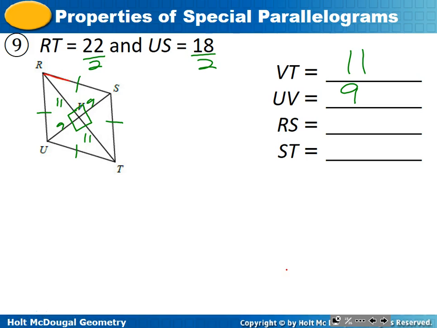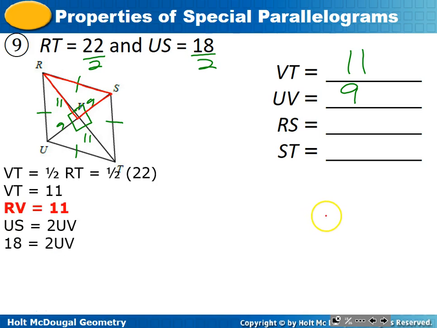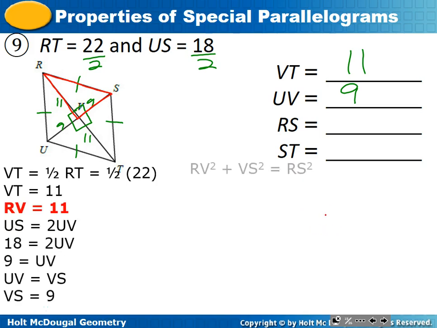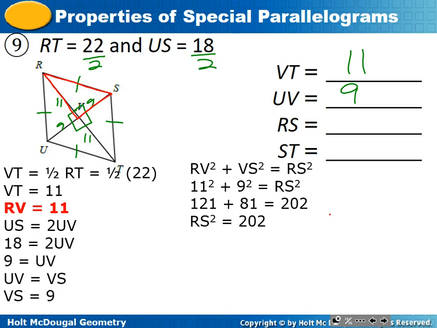When we look at RS, it's this side out here. So here again, we have a right triangle. Hopefully all of y'all see that. So this time we're going to do RV squared plus VS squared is equal to RS squared. Let me go ahead and put all this up there, how we got all those answers. RV squared plus VS squared is equal to RS squared. This time we have these two values, 11 squared and 9 squared. So we're going to do 121 plus 81, that's 202. And RS squared is equal to 202.